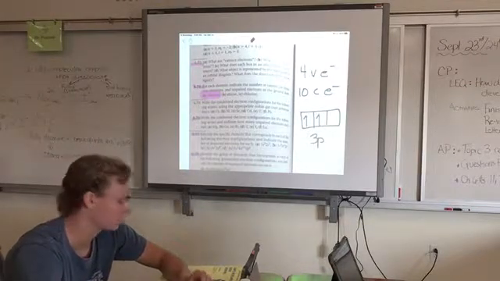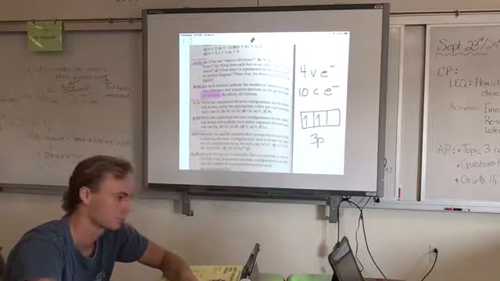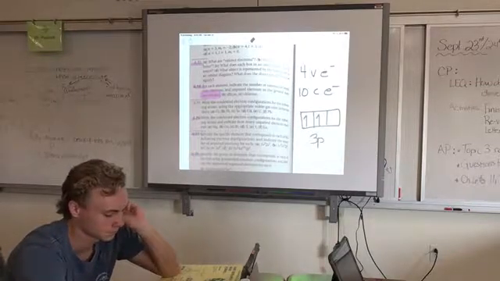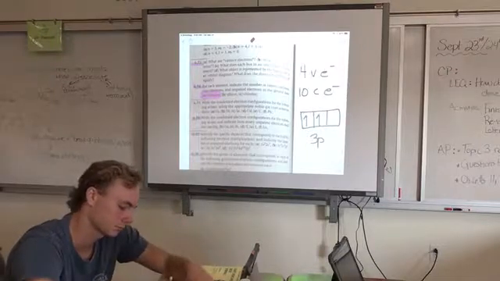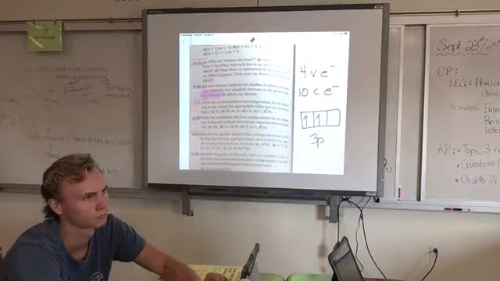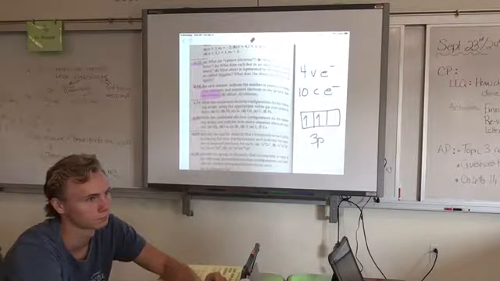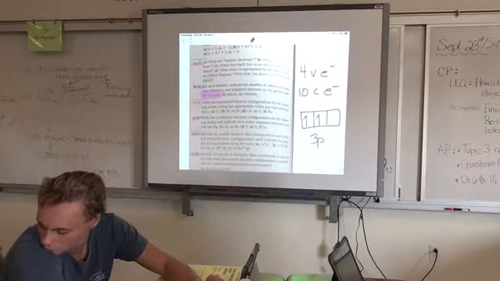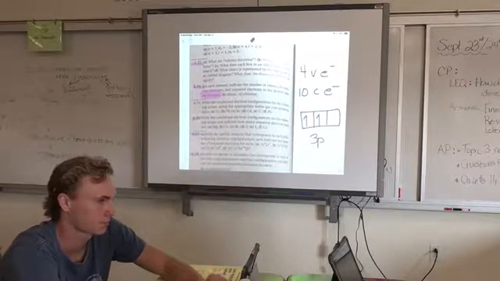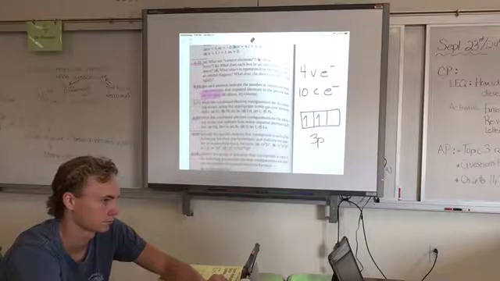Do you see how I just did that? How many unpaired electrons? 2. How come I don't have to draw all the other stuff? Because they should all be paired. If we're in 3P, that means we already went through 3S, didn't we? So that's why you only have to look at the orbital, the sublevel, you're ending in. Okay?